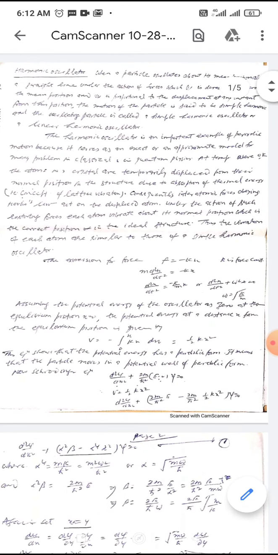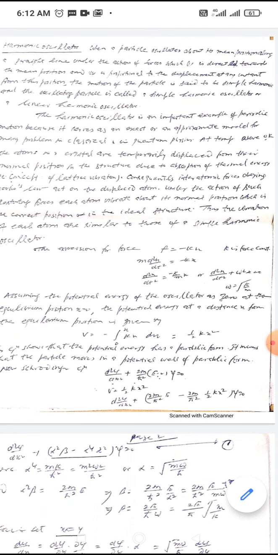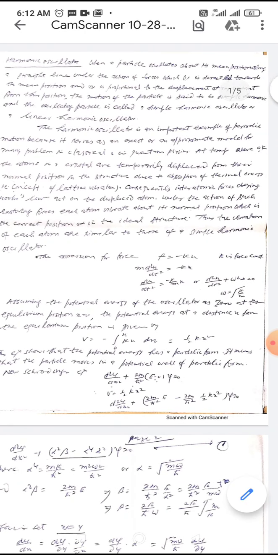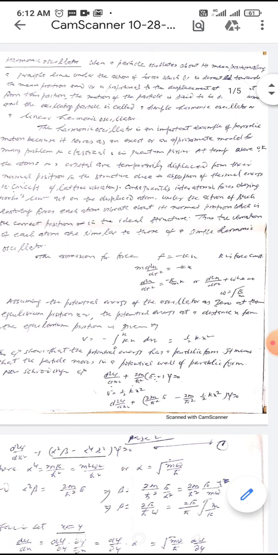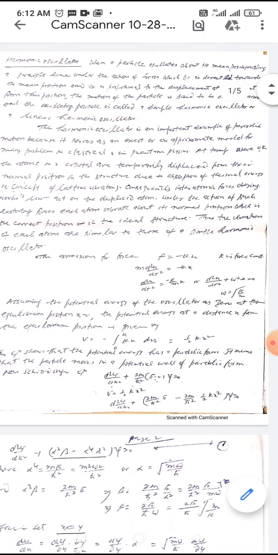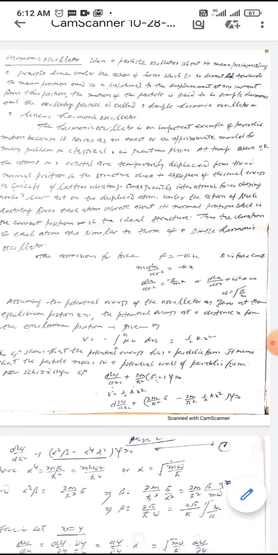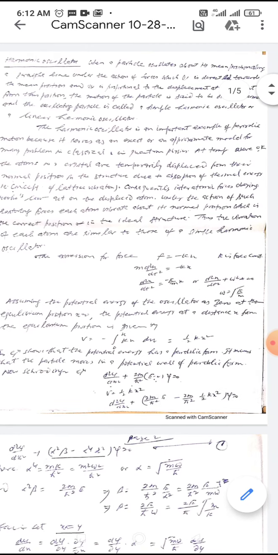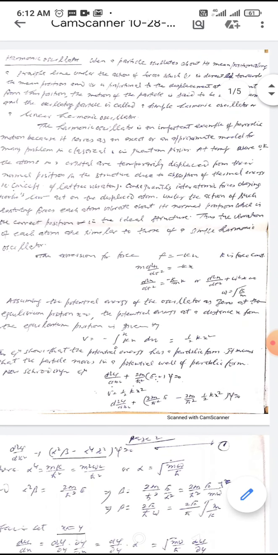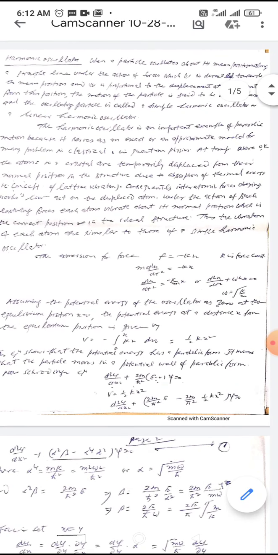We know that when a particle oscillates about its mean position along a straight line under the action of a force which is directly towards its mean position, and the second condition, the force is proportional to displacement at any instant from this position, then the motion of the particle is said to be simple harmonic and the oscillating particle is called a simple harmonic oscillator or linear harmonic oscillator.